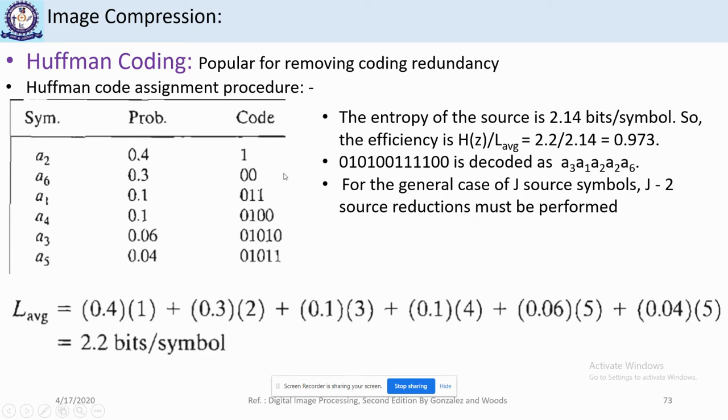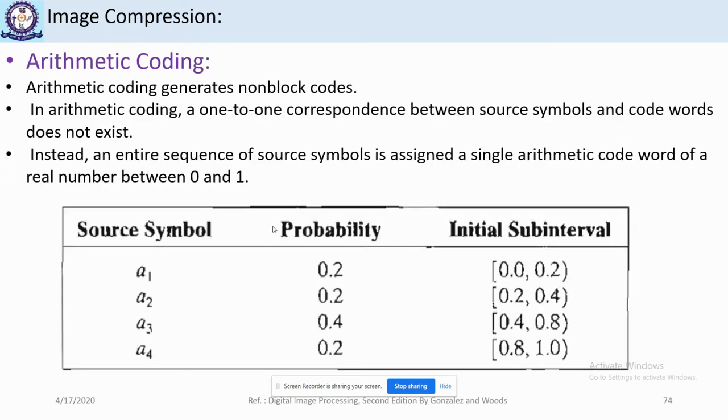We assign a code to a particular symbol. Like for A2, 1 is the code. For A6, 00 is the code. For A4, 0100 is the code. So a fixed code is assigned to a particular symbol, that is called a block. So that is why they are called block codes.